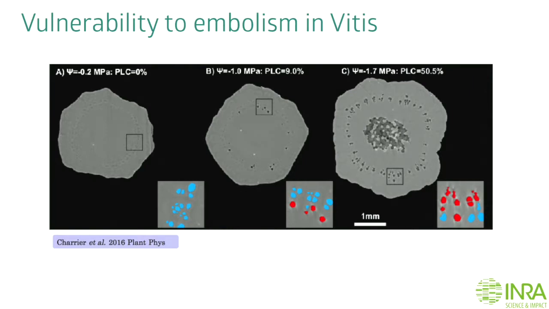Those are in potted plants. So that means that in outdoor conditions, it's maybe even lower than that, but we'll see later. So minus 20 bar, 50% of cavitation; minus 10 bar, 10% of cavitation. Vine is more resistant to drought than previously thought.